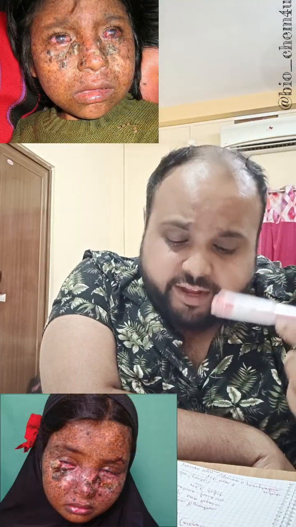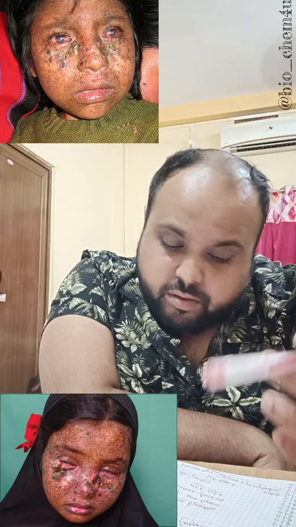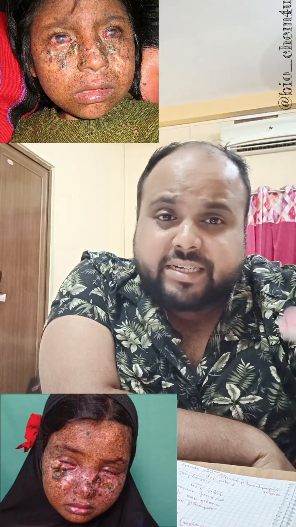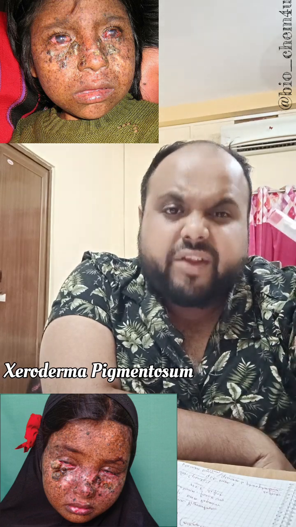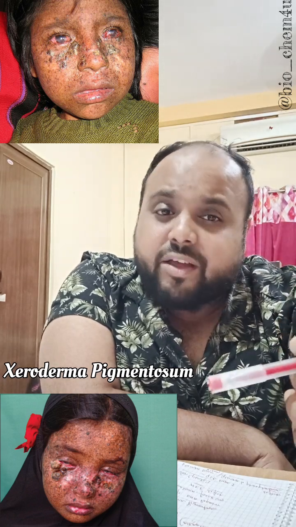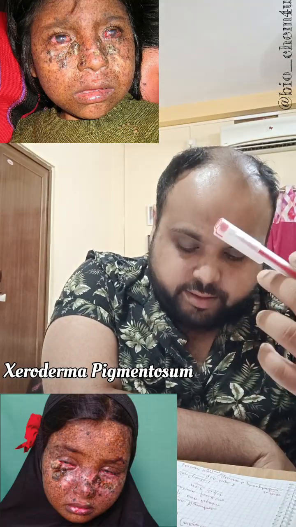Second comes xeroderma pigmentosa. A picture shows like this. Then there is a defective DNA repair, a nucleotide excision repair defect. Frequent sunburns, freckling of the skin, and photosensitivity can be seen here.